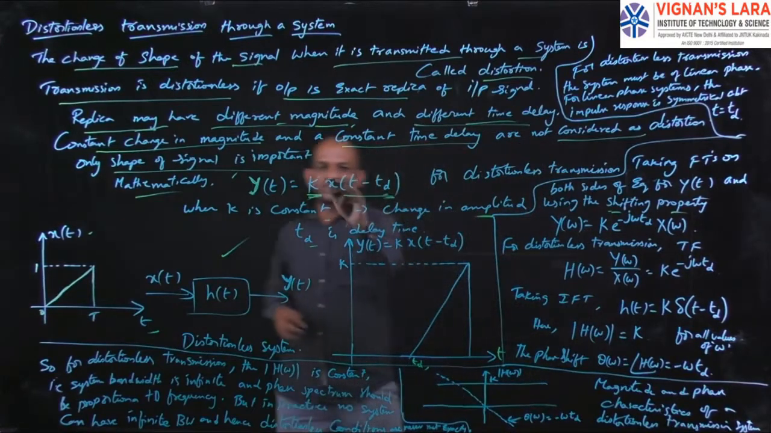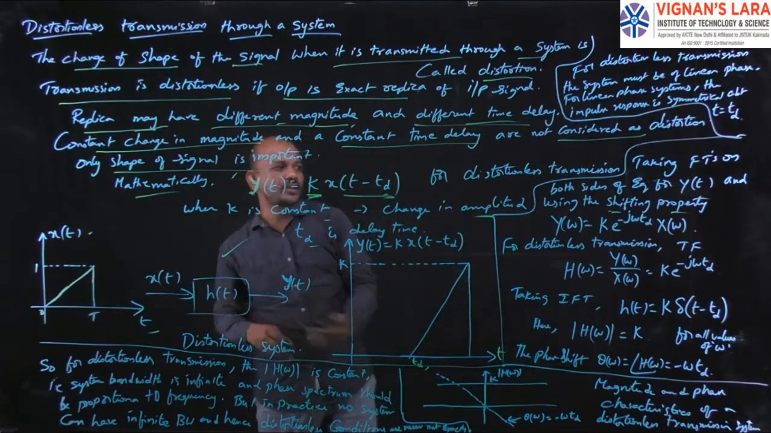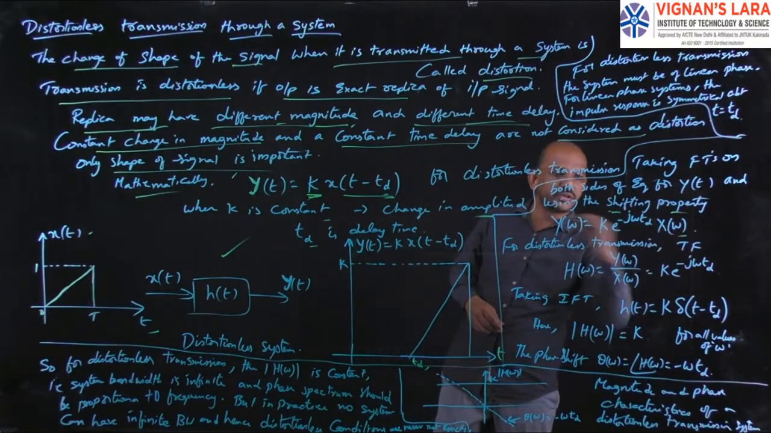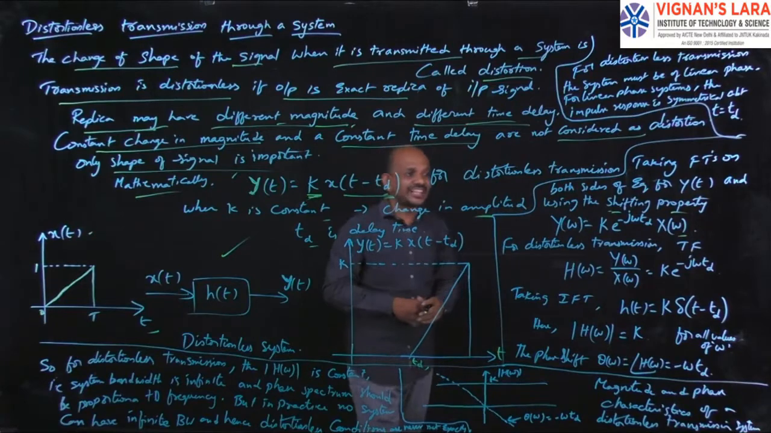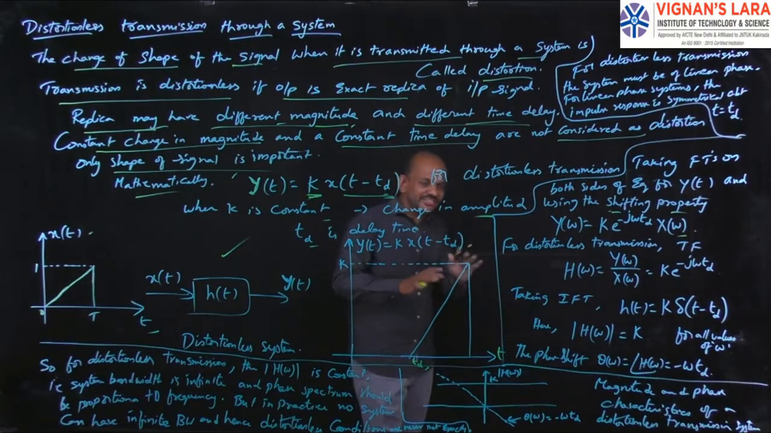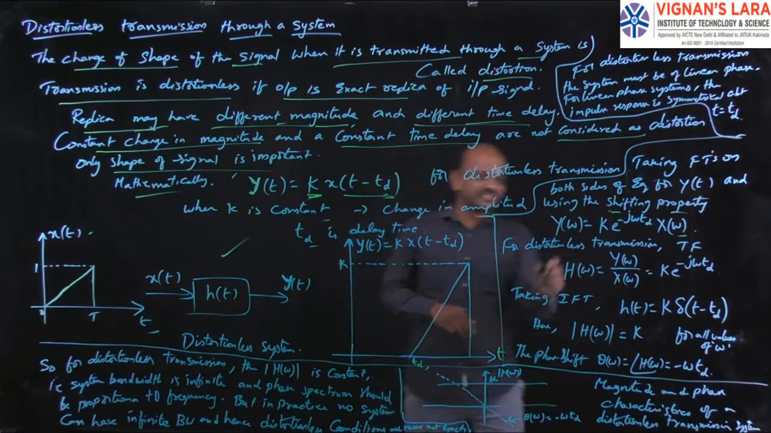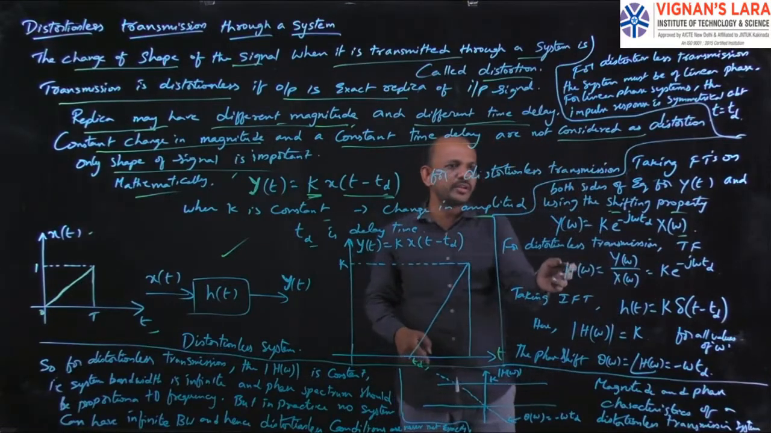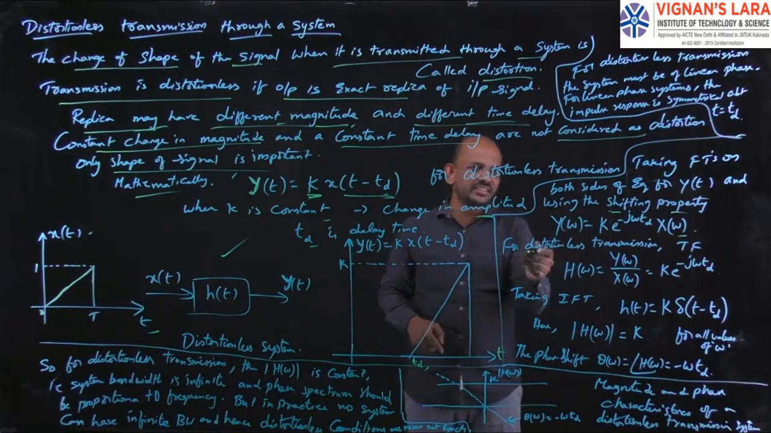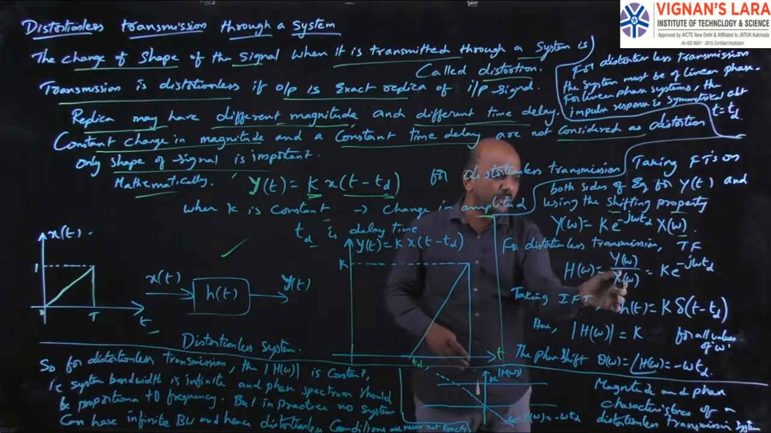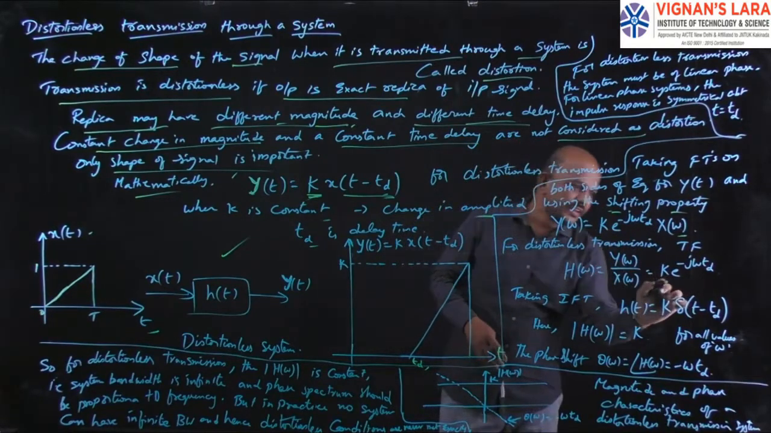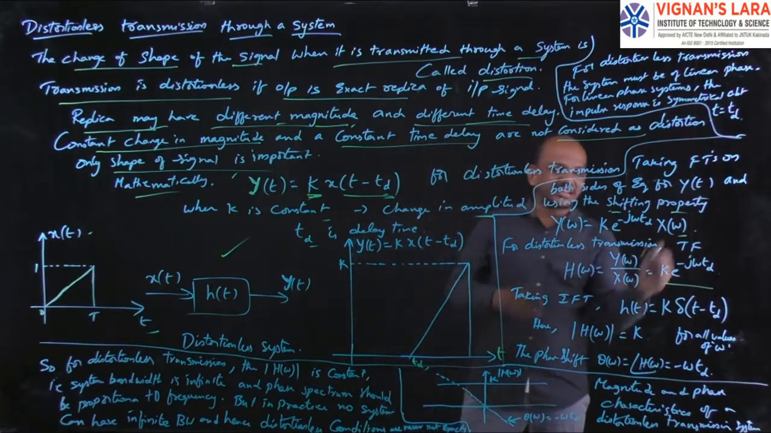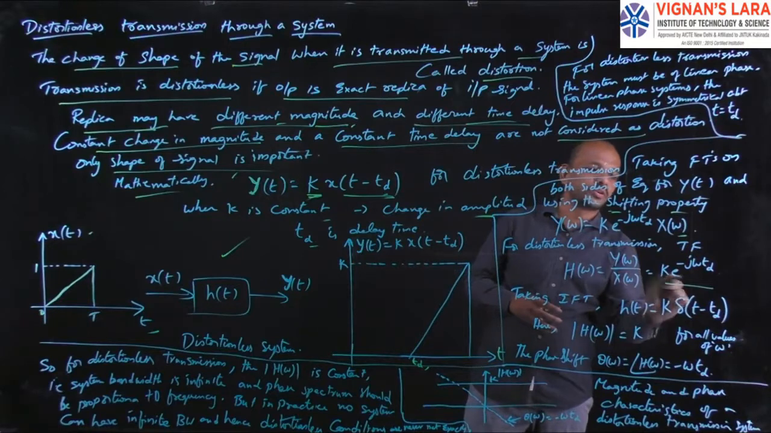So for this equation, if we apply the Fourier transform and use the time shifting property, we will get Y of omega equal to k into e power minus j omega td into X of omega. For distortionless transmission, the transfer function H of omega will be equal to Y of omega by X of omega. Bring X of omega to this side: Y of omega by X of omega will be equal to k into e power minus j omega td.